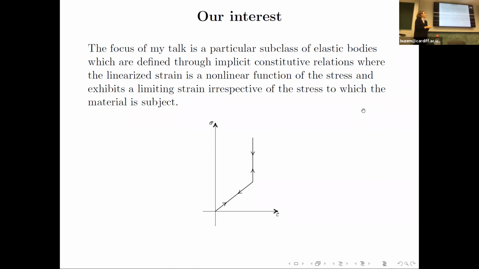So as I have just said, the focus of my talk is a subclass of elastic bodies that are defined through similar implicit constitutive relations. But in my case, I want a nonlinear relationship between the linearized strain, which I will define in a minute, and the stress. And however big my stress is, it will keep the linearized strain limited. So that is the basic idea that I want. As I said, sigma will represent the stress in my case, and epsilon will be the linearized strain. So it will be limited even though the stress can go to infinity.